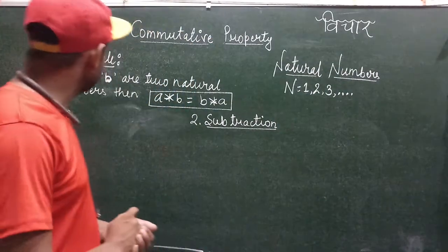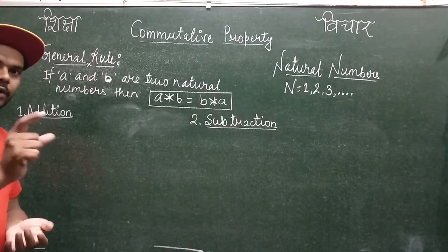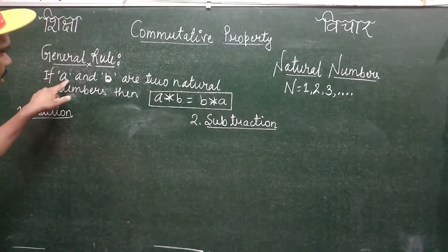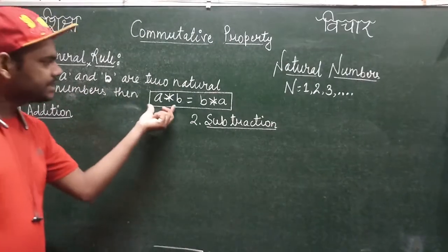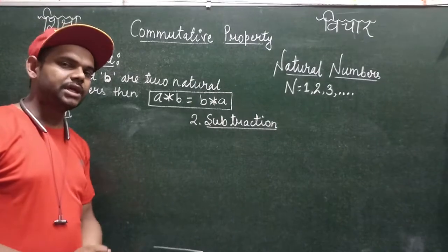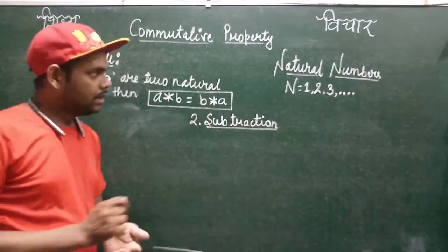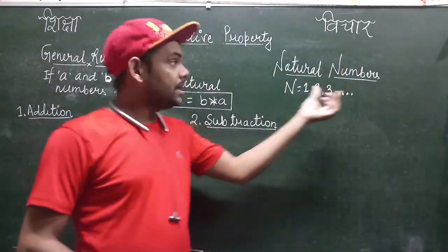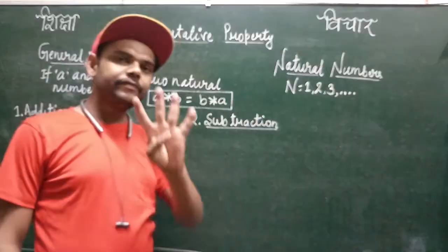Now we will discuss the general rule for commutative property for natural numbers. The definition says that if A and B are two natural numbers, then A star B must be equal to B star A. Now what does the star mean here? First of all, I have to tell you natural numbers and commutative property will be discussed in four cases.